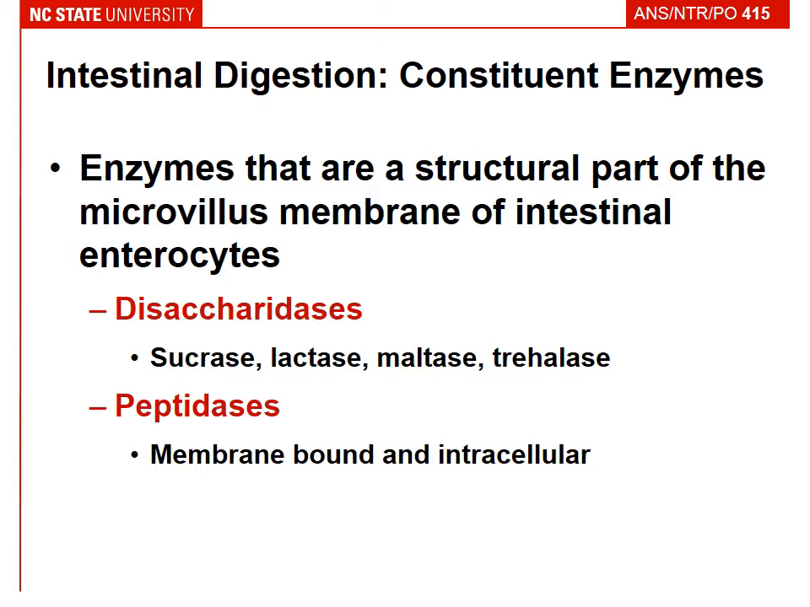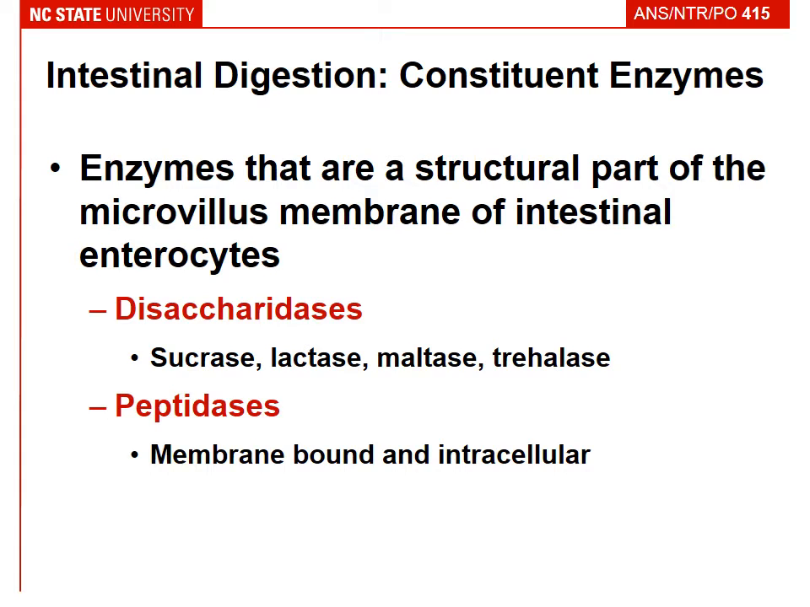So our disaccharidases are going to be breaking down disaccharides, including sucrase, which is breaking down sucrose, lactase, which is breaking down lactose, maltase, which is breaking down maltose, and trehalase, which is breaking down trehalose, and we'll talk about those more when we are getting into significant detail on our carbohydrate metabolism.